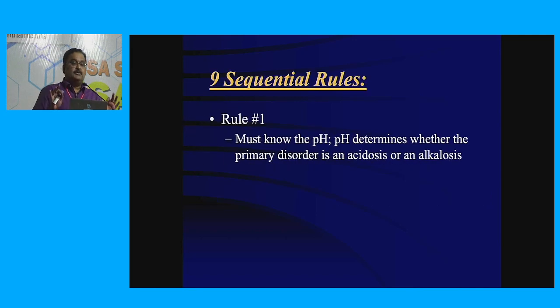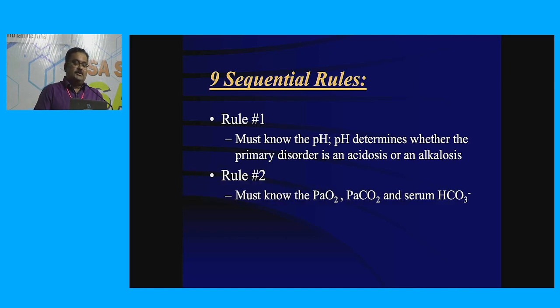So, you should have 9 sequential rules. The first thing is you should know the pH. If you know the pH, you can say whether the primary disorder is an acidosis or an alkalosis. So, what was the normal pH? 7.35 to 7.45. So, anything less than 7.35 is? More than 7.45 is? Okay.